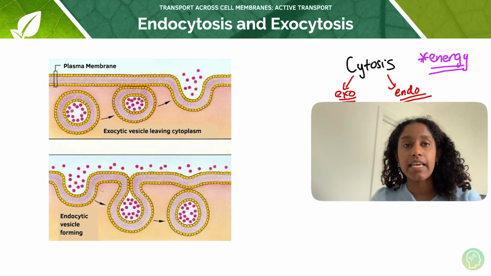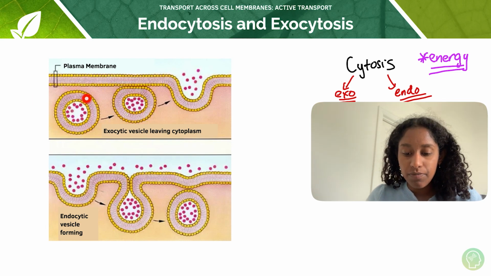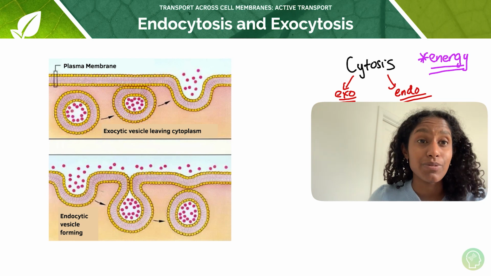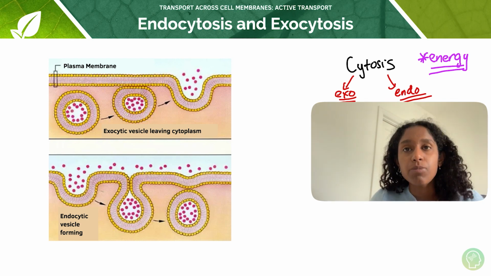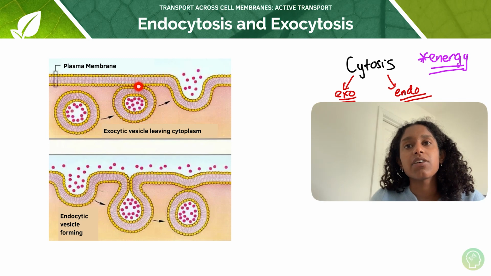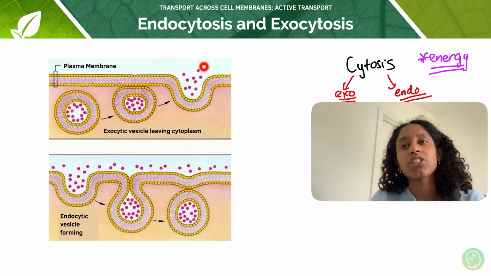So here you can see we've got a vesicle, which is essentially, how I think of it, a little bit of the plasma membrane that forms this nice bubble in the cytoplasm, and inside this bubble, or vesicle we should call it, are our large molecules that we want to move out of our cell. So our exocytic vesicle is going to fuse with our plasma membrane here, and it's going to allow the ejection of those large molecules out of the cell.